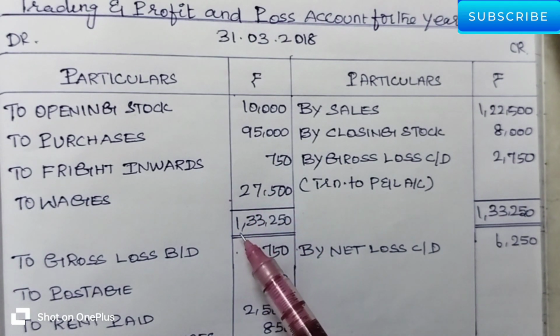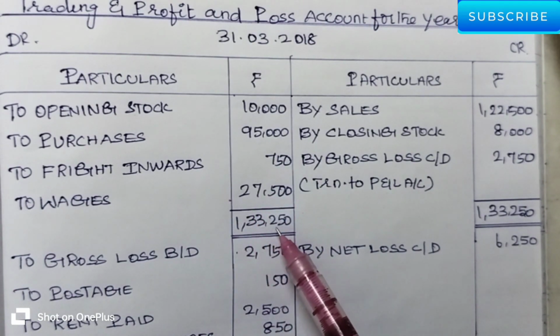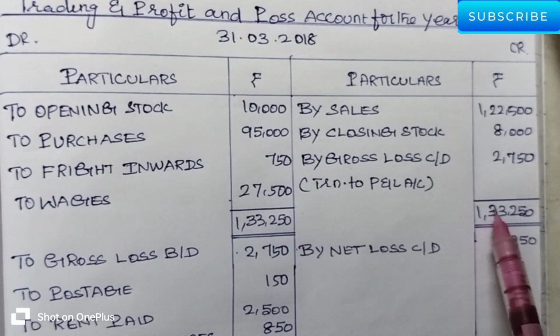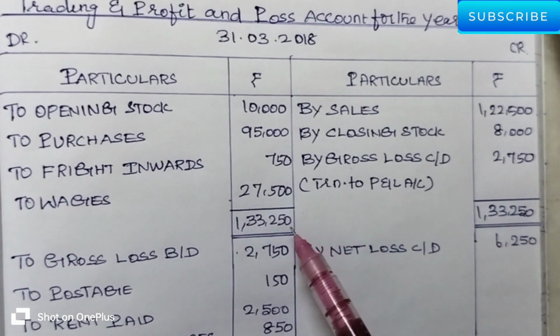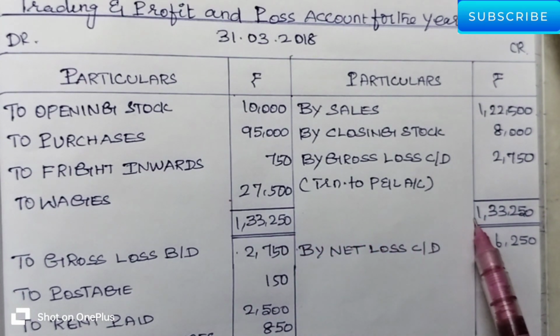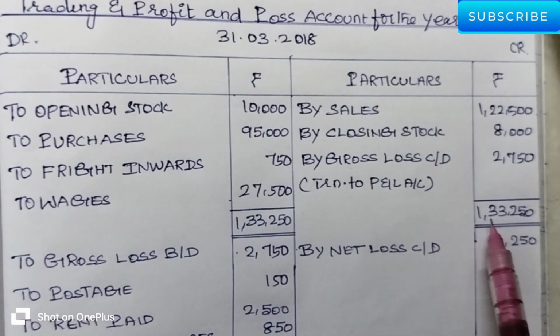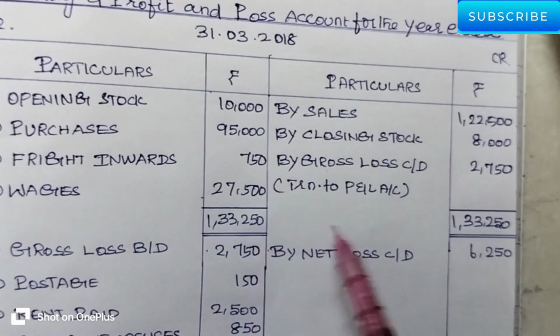We will get 1,33,250. So this is the total. We have to consider that higher value as the total. So that total you have to enter on both debit and credit side in the same line horizontally. So we entered 1,33,250 on both sides as the total.